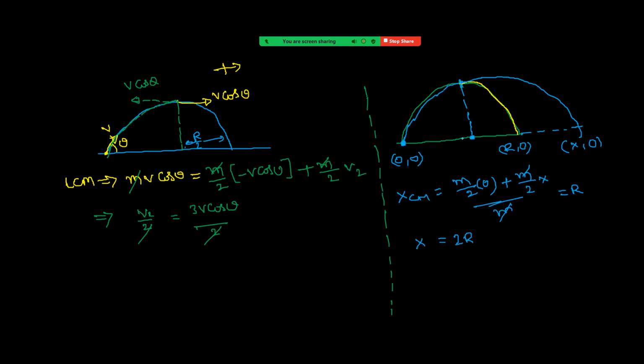Up to here, distance r by 2. Remaining must be 3r by 2. And we know that for v cos theta velocity, displacement is r by 2. Now to have displacement 3r by 2, velocity must be 3 times of v cos theta. Using this logic also, we can solve the problem.